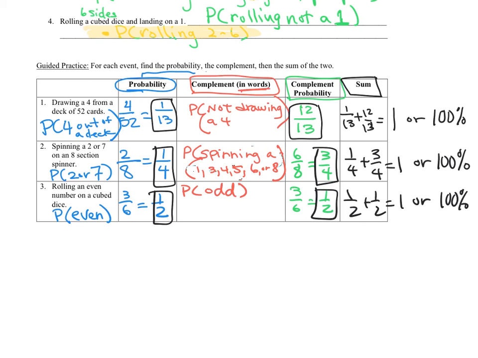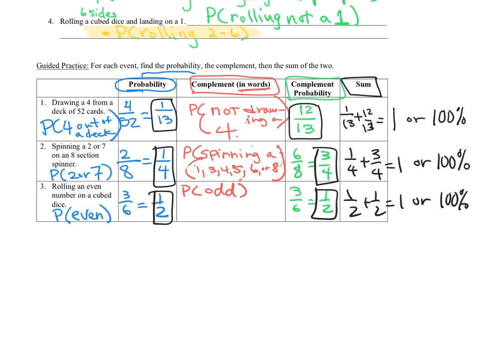Okay, and this one, not drawing a 4, instead of not, we could say drawing anything but a 4. I think not drawing is better for this one because there's too many things that it could be. There's 12 other cards. So let's stick with not drawing a 4.